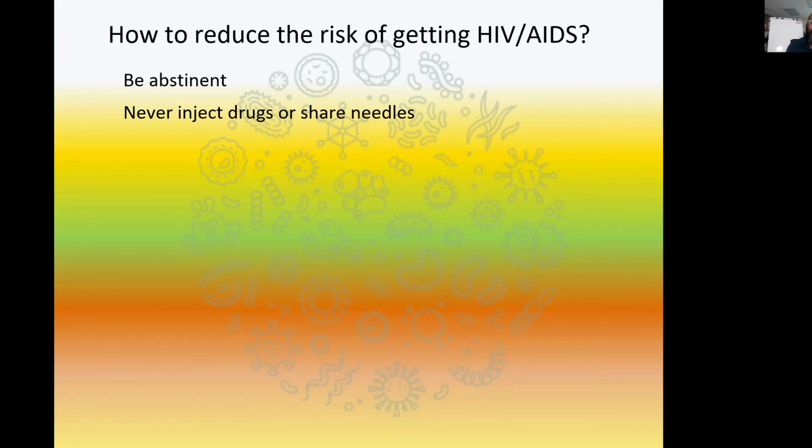So let's be safe. Use a latex condom each and every time you have sex. Using a latex condom each and every time you have sex greatly reduces the risk of HIV being transmitted from one person to another. Is it an absolute fail-safe? Like there's no way you could get HIV? No, there's not an absolute fail-safe.